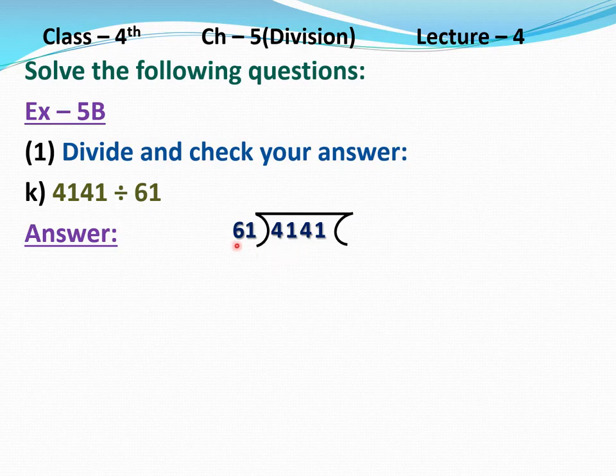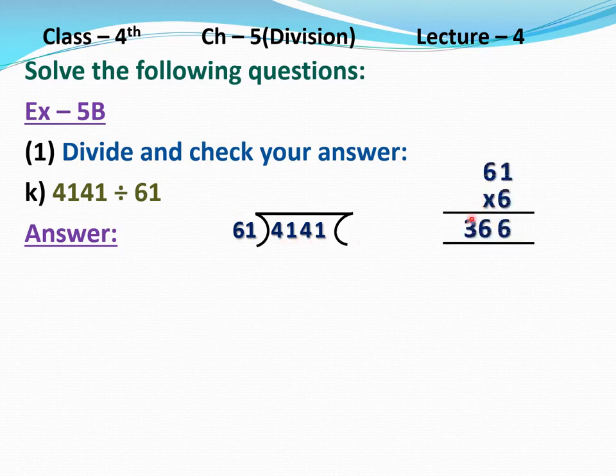Now see, 61 is a 2-digit divisor, so we will take only the first two numbers in the dividend. But this is 41, and 41 is less than 61. So we will take one more number, that is 4. So the number will be 414. Now multiply 61 by a number so that the product is equal to 414 or less than 414. It should not be greater than 414.